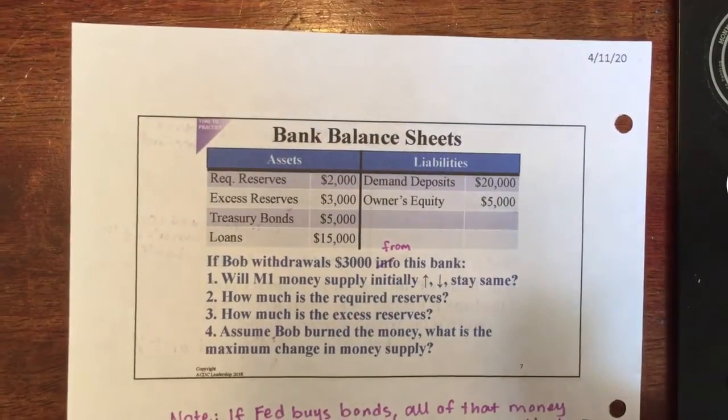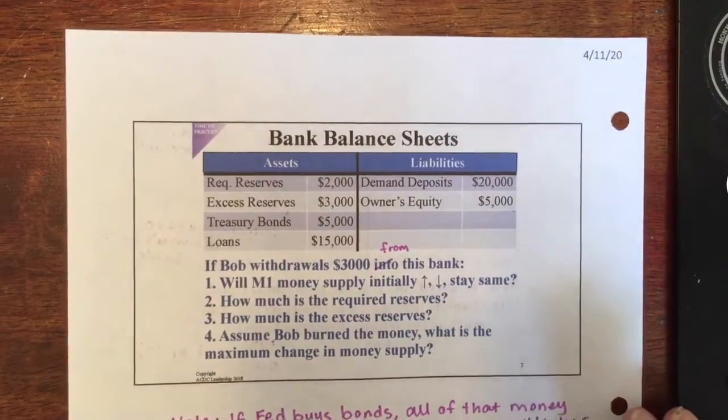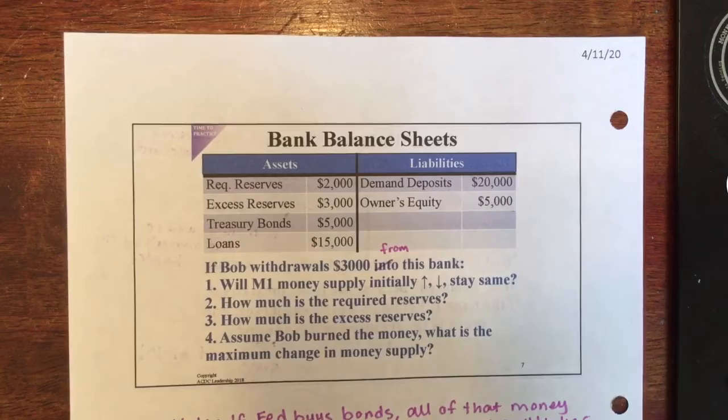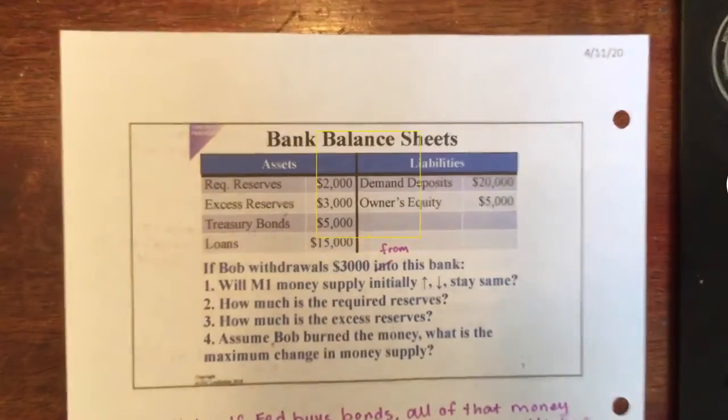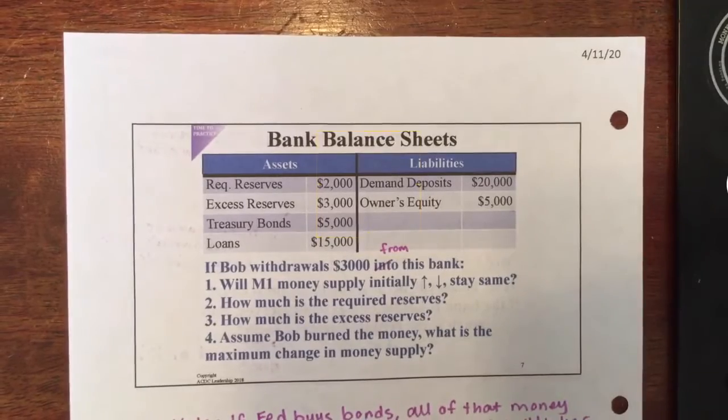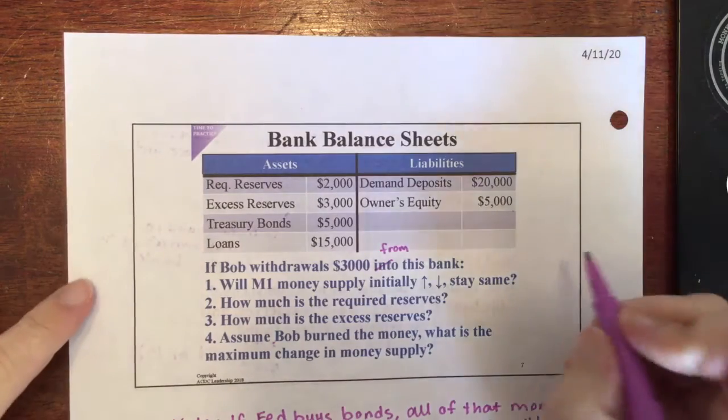This is the second example in your slides. So we have a new bank balance sheet, and instead of a deposit, we are going to look at a withdrawal. So Bob withdraws $300 from this bank. First of all, will M1 money supply initially increase, decrease, or stay the same?